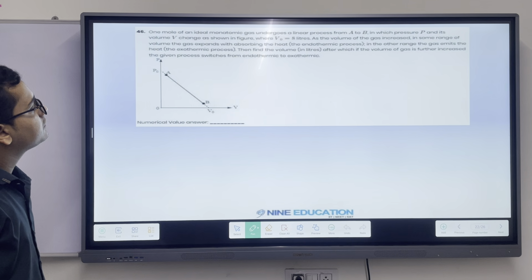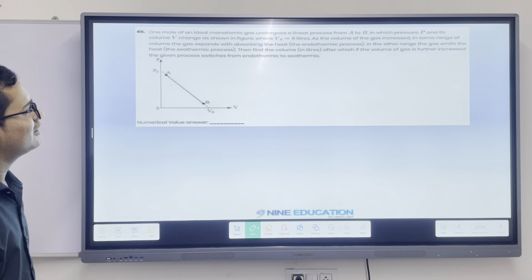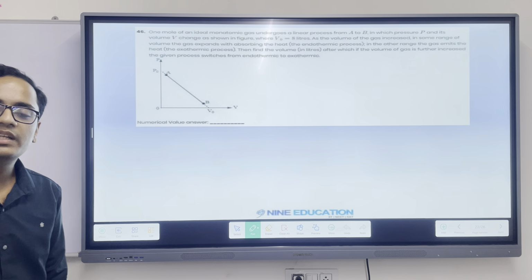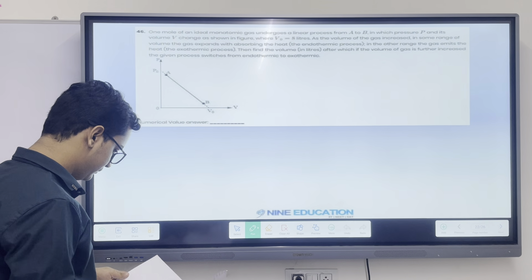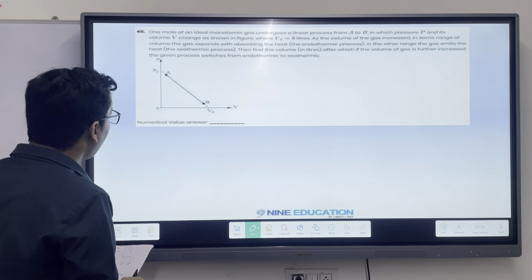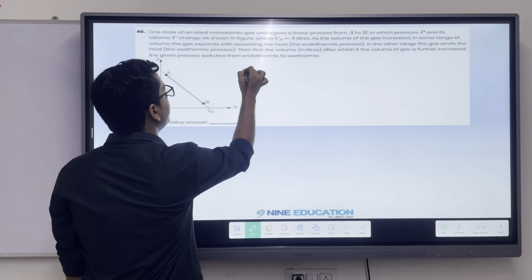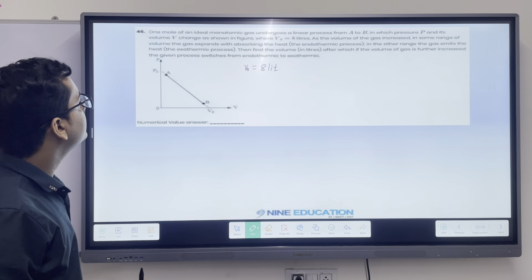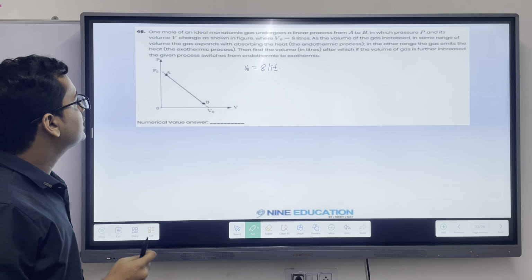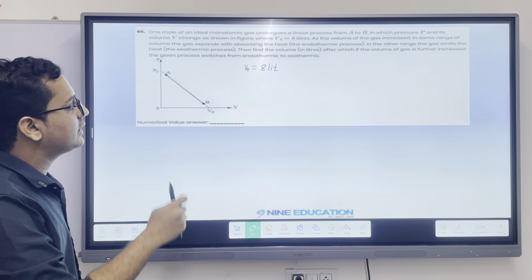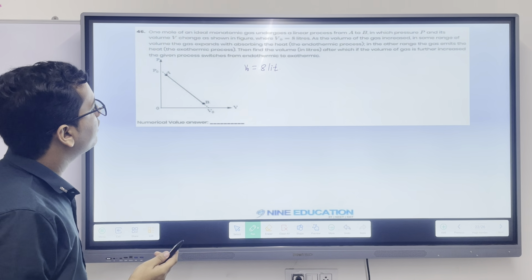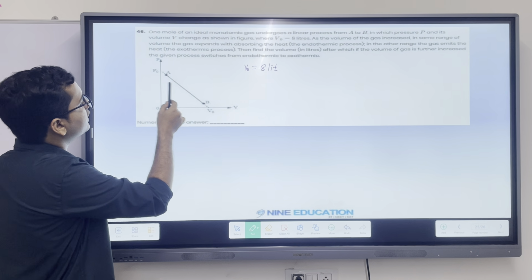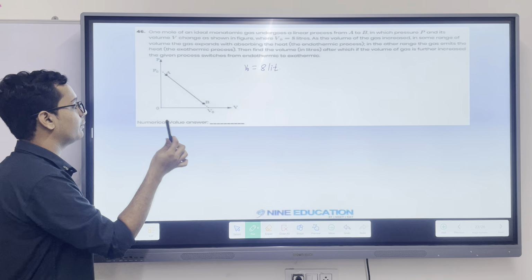Okay, next one. This one is a very lengthy question. It says that the relation between pressure and volume is given to you. Initially, V naught is basically 8 liters. The volume of the gas will increase. In some range, the gas expands while absorbing heat, endothermic. In other range, it expels the heat. You have to find the volume after which, as the volume of the gas is further increased, the process switches from endothermic to exothermic.